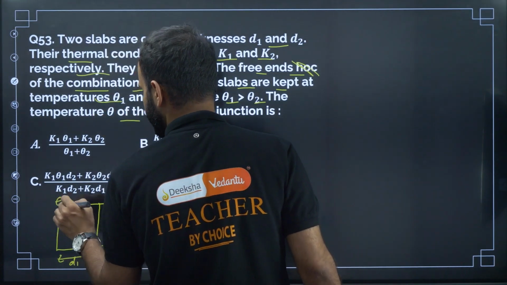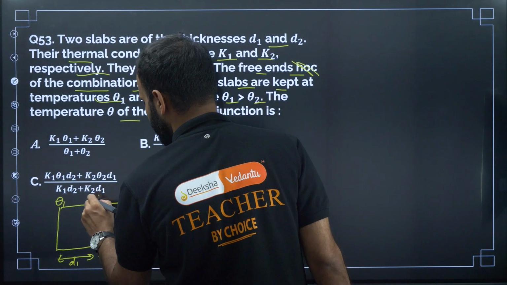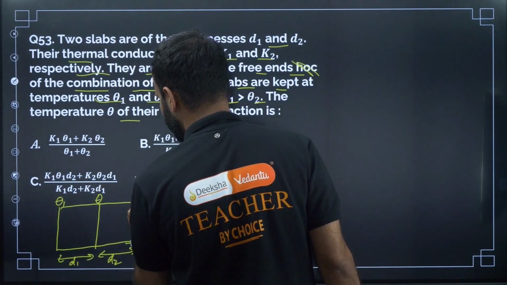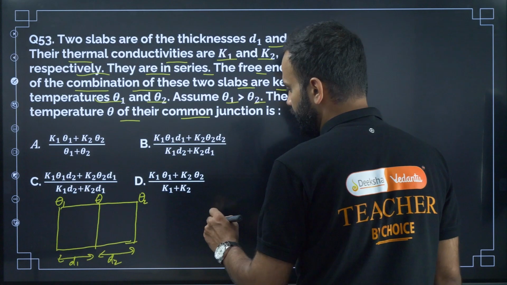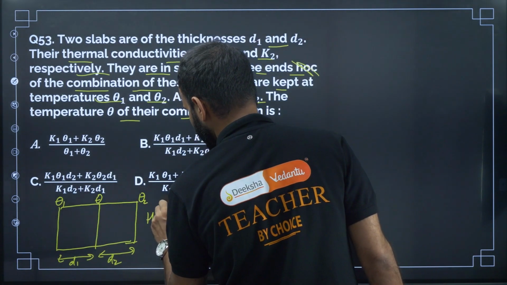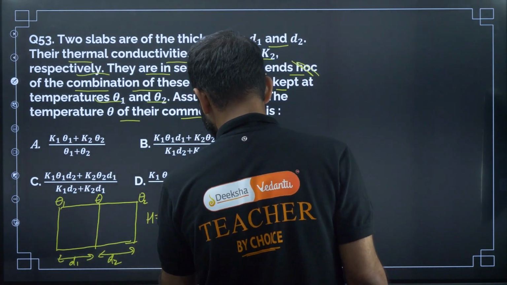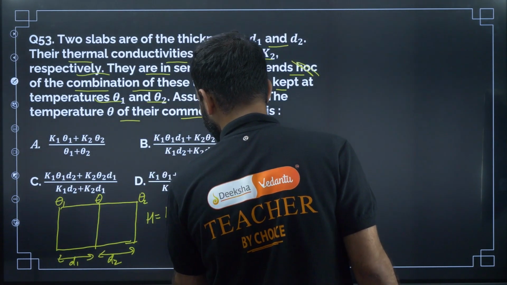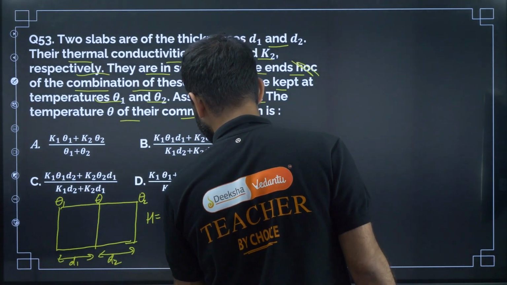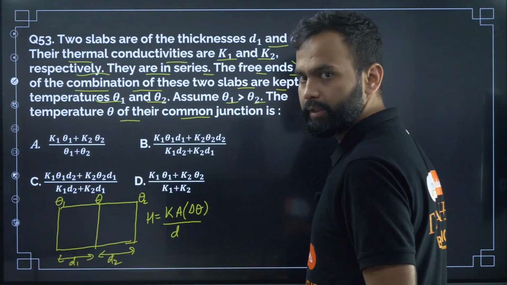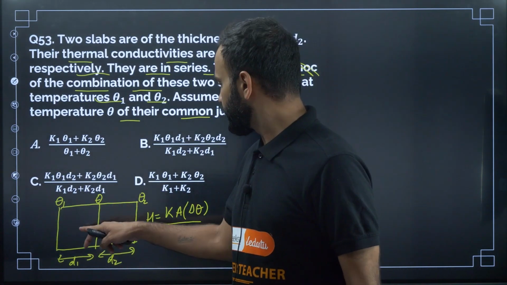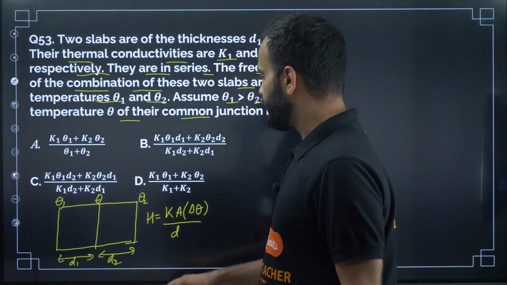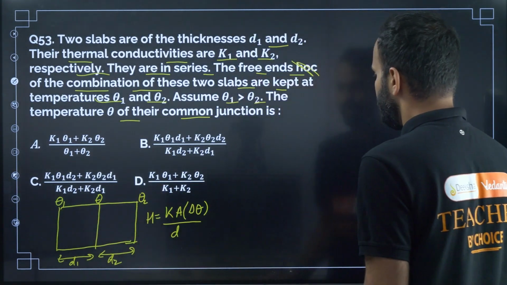Here at this end, the temperature is theta 1. Here the temperature is theta 2. Okay, so we know that heat current H equals K A delta theta divided by D, right? So here heat transfers from theta 1 to theta 2. So theta is the common junction, and we need to find the value of theta.